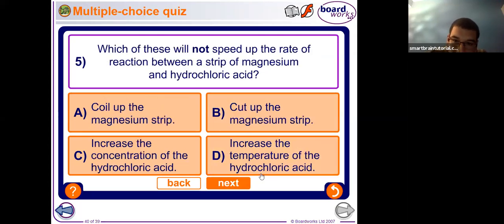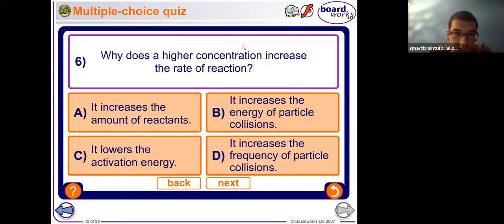Yes, okay. Which of these will not speed up the rate of reaction between a strip of magnesium and hydrochloric acid? A. A, yes. Why does a higher concentration increase the rate of chemical reaction? B. B, yes.